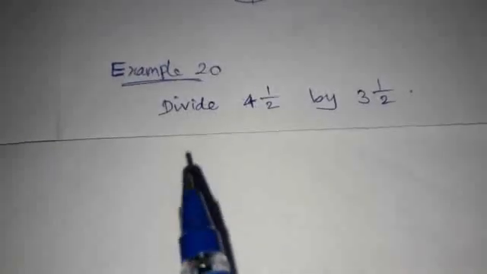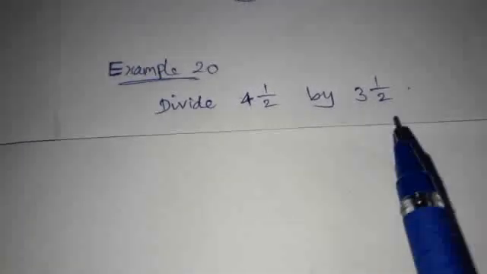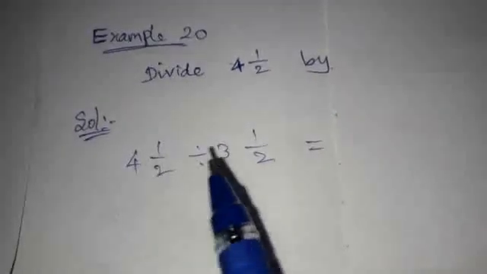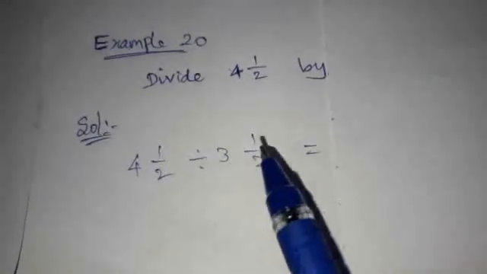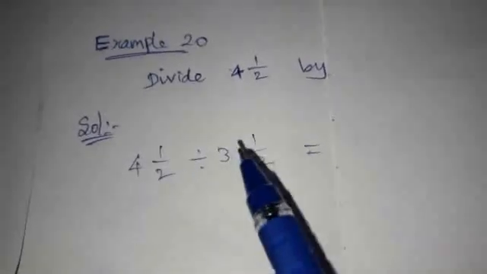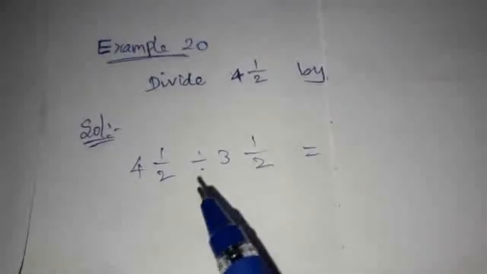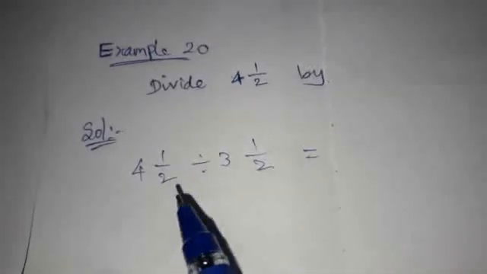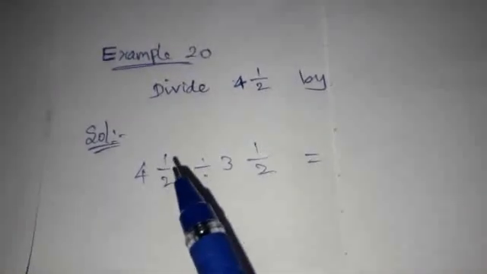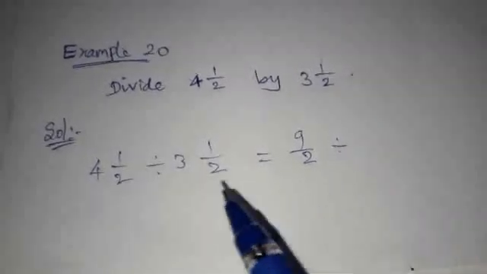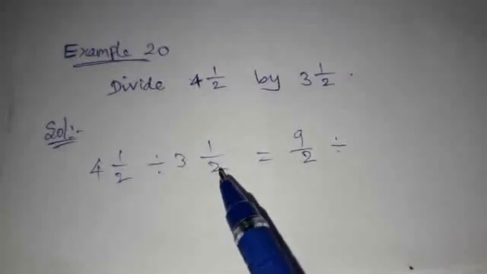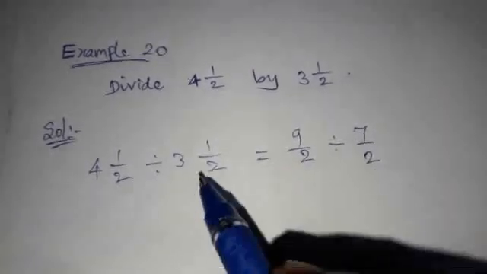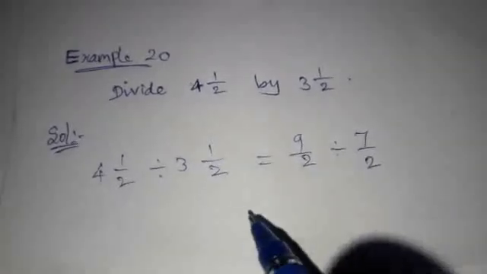Book example 20. Divide 4 and a half by 3 and a half. Listen how to write the answer for this question. First you have to write the question here: 4 and a half divided by 3 and a half. These two numbers are mixed fractions, so we have to convert these two mixed fractions into improper fractions. Let's see. 2 fours are 8, 8 plus 1 equals 9. It can be written as 9 by 2. Next, the division symbol. Next, 2 threes are 6, 6 plus 1 equals 7. 3 and a half can be written as 7 by 2.